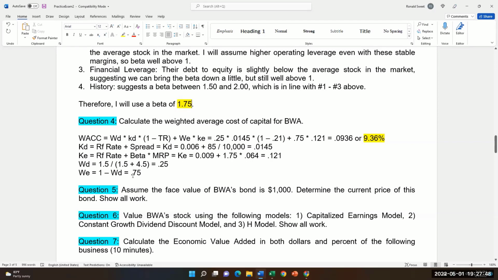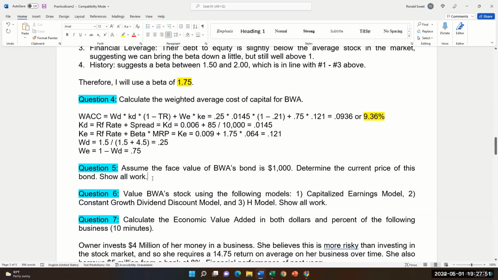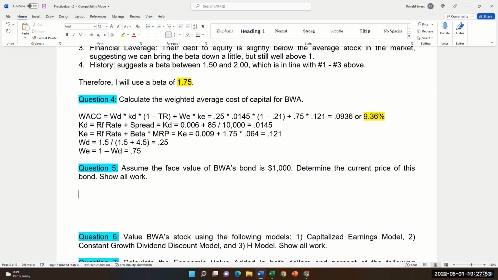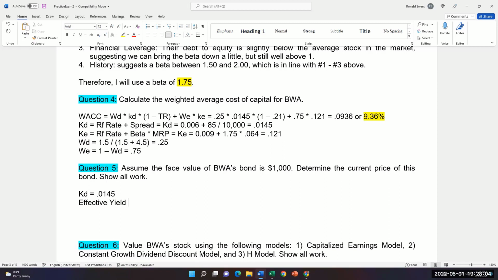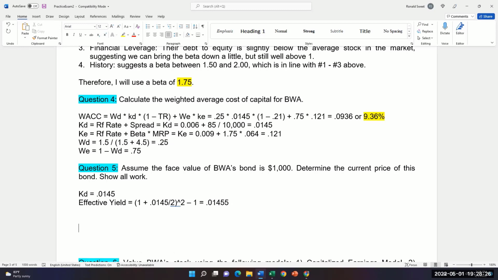All right. Y'all interrupt if y'all have questions. The next one is the value of a bond with the face of $1,000. So our KD is 0.0145. The effective yield is (1 plus 0.0145 divided by 2) squared minus 1. And that's going to equal, let me go out a decimal place here, 0.015455.